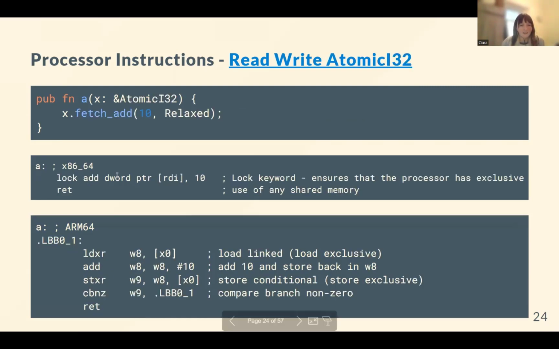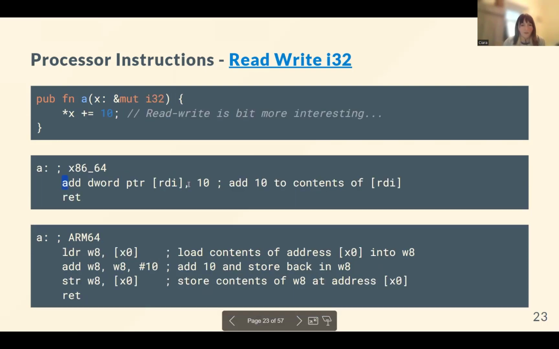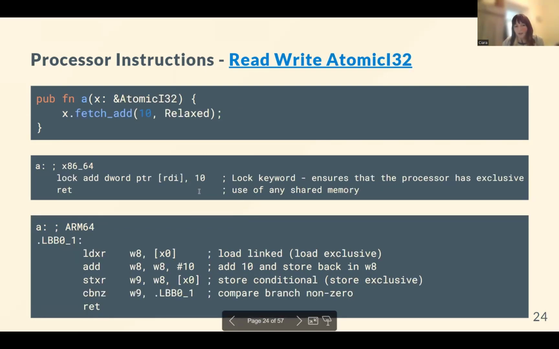On x86, as I mentioned, even though this looked like one instruction on the previous example, just using a regular i32, we can see that it wasn't atomic by the fact that when we compile it as an atomic, we get this additional lock keyword. And what that does is it ensures that the processor has exclusive use of any shared memory. So that means you're not going to get two threads trying to write to it at once. You're not going to get both incrementing it and then both trying to store it back. None of that's going to happen.